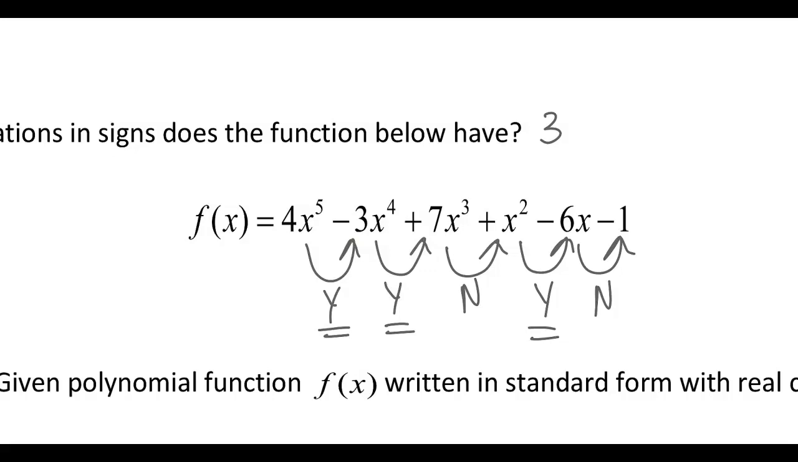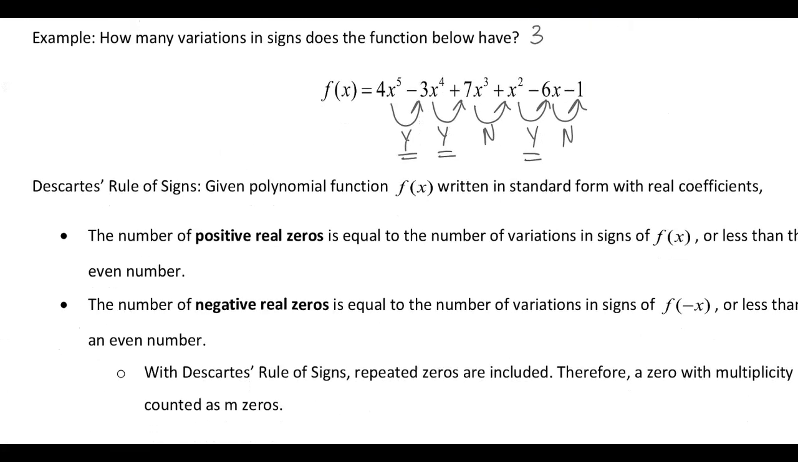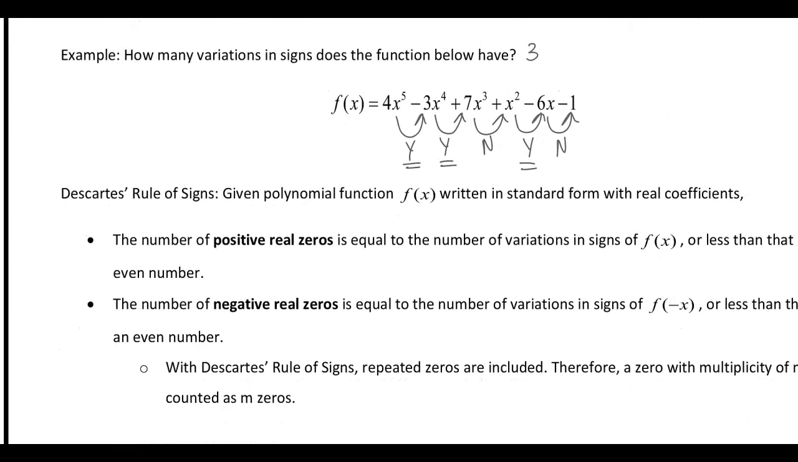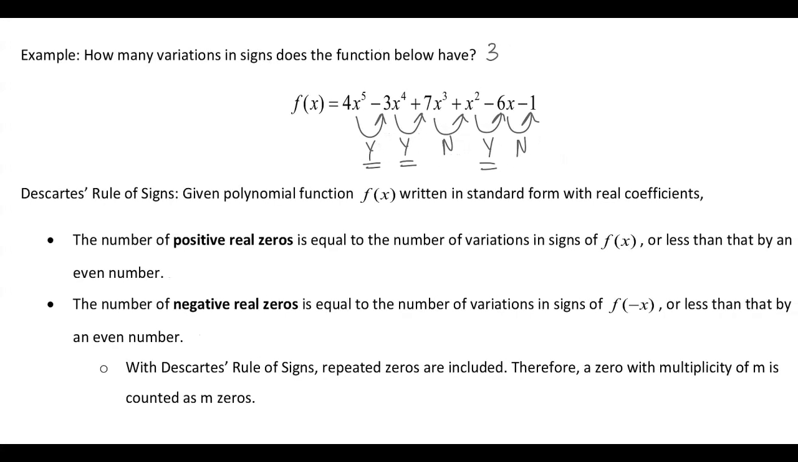These sign variations are going to help you determine whether you have positive real zeros or negative real zeros. So what we just did will help us determine how many potential positive answers and how many potential negative answers we have. Again, this won't always work, but for some of the questions, it will. So in Descartes' rule of signs, it says, given a function f of x written in standard form with real coefficients, the number of positive real zeros is going to equal the number of sign variations for f of x.